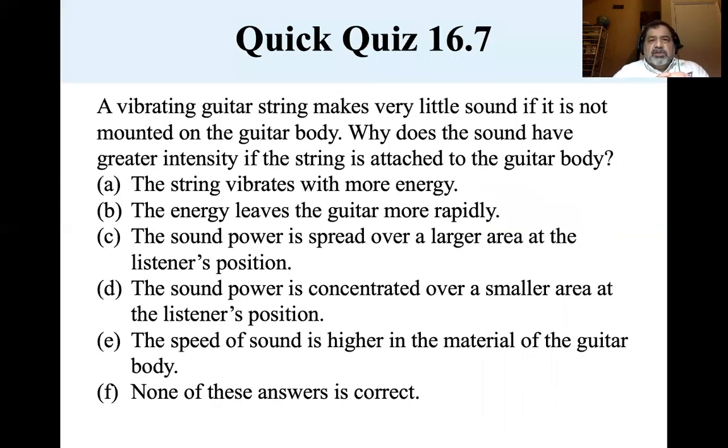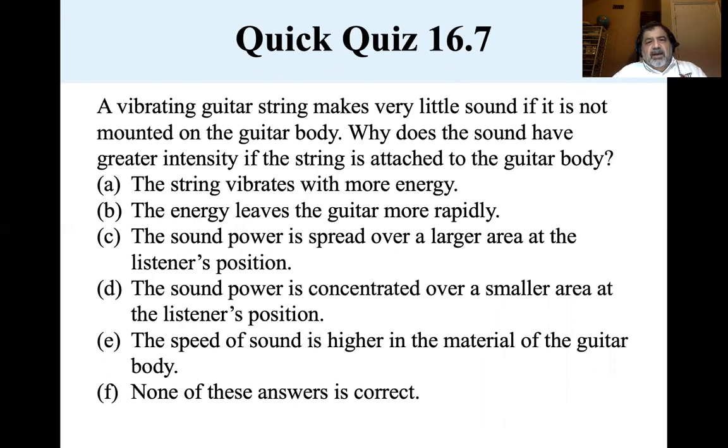Okay, let's look here. The vibrating guitar string makes very little sound if it is not mounted on the guitar body. Why does the sound have greater intensity if the string is attached to the guitar body? The string vibrates with more energy. The energy leaves the guitar more rapidly. The sound power is spread over a larger area at the listener's position. The sound power is concentrated over a smaller area at the listener's position. The speed of sound is higher in the material of the guitar body. None of these answers is correct.